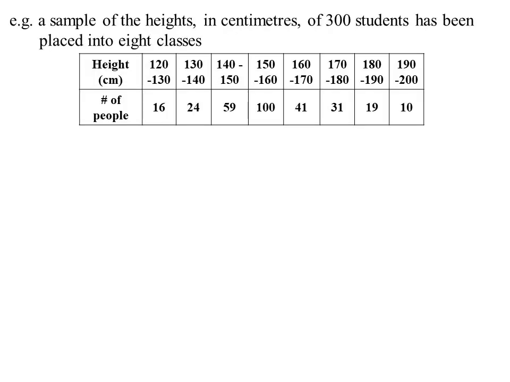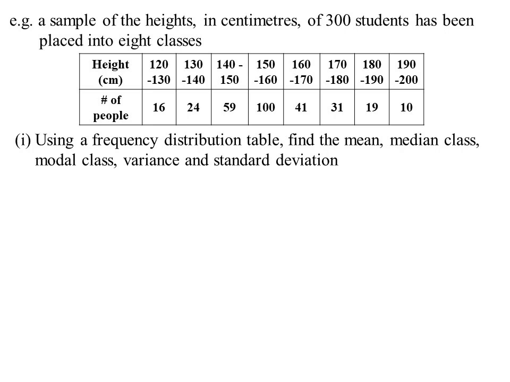Okay, here we go. We've got height in centimetres of 300 students, and here are our classes. We're going from 120 to 130 and so on, so up by 10 centimetres in each one. Using our frequency distribution table, we're going to find the mean, the median class, not a median, so we're saying which class it falls in, the modal class, the variance, and the standard deviation.